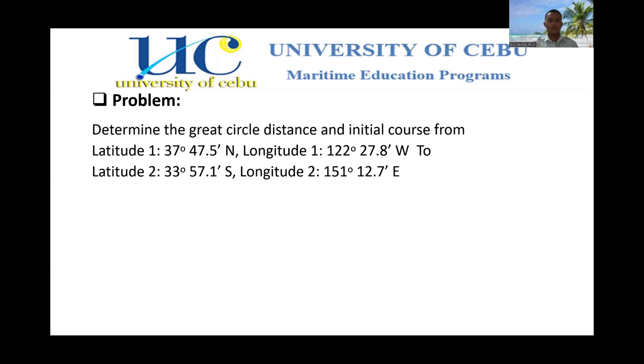So the problem is: determine the great circle distance and initial course from latitude 1, 37 degrees 47.5 minutes north, longitude 1, 122 degrees 27.8 minutes west, to latitude 2, 33 degrees 57.1 minutes south, longitude 2, 151 degrees 12.7 minutes east.